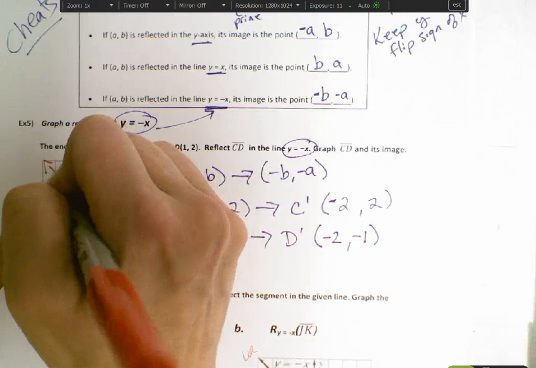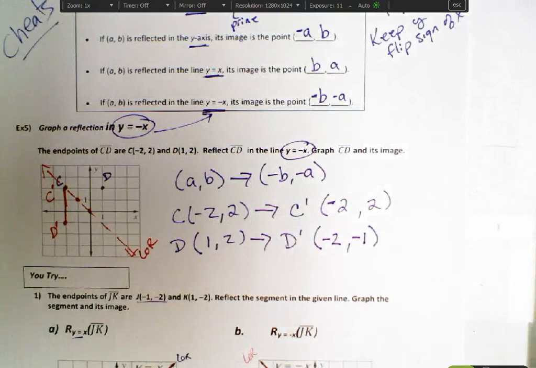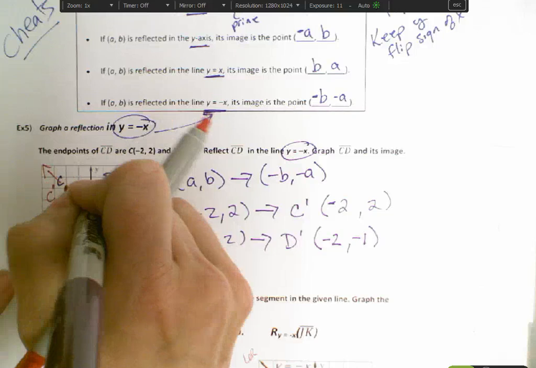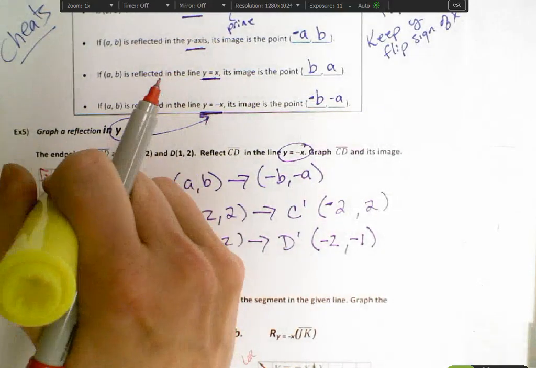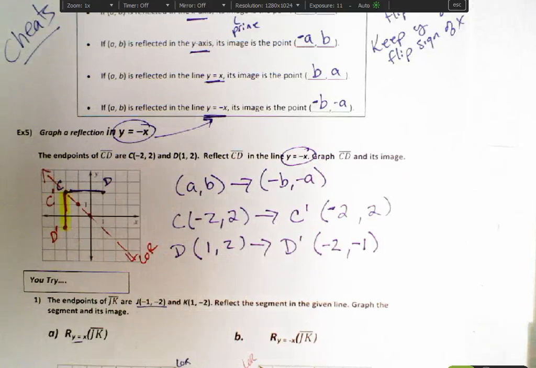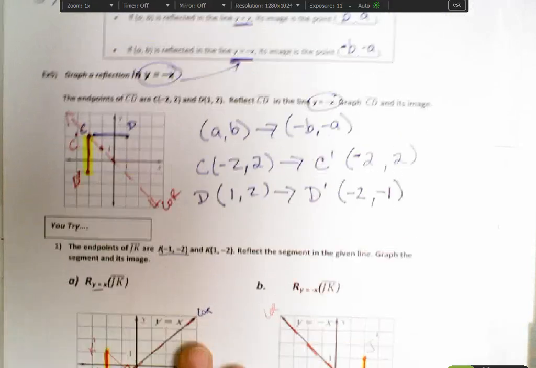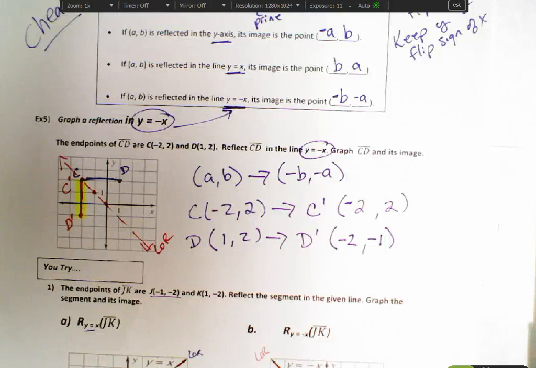Connect my primes. Should probably connect my original segment as well. And the primes become my reflected image. Good? Alright, you've got a couple below, so pause the video and then go ahead and give those a try. When you're done, start your video back up.